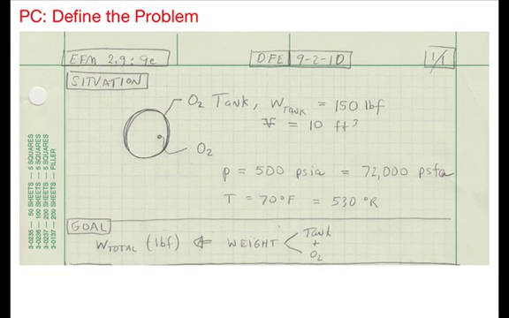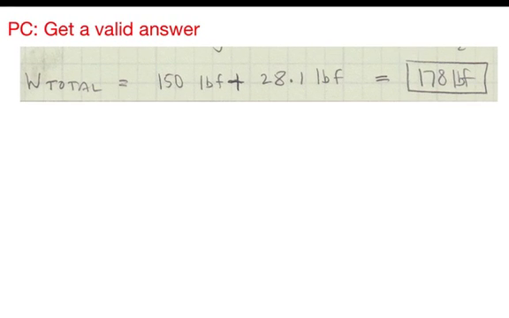Next performance criteria. Define the problem so someone can look at your documentation and know exactly what the problem is. This might be true 1 year after the course is over. So you ought to be able to look at this and say, here's what's going on, here's what the goal is. Next performance criteria is get a valid answer. As engineers, we care about validity and about right answers.